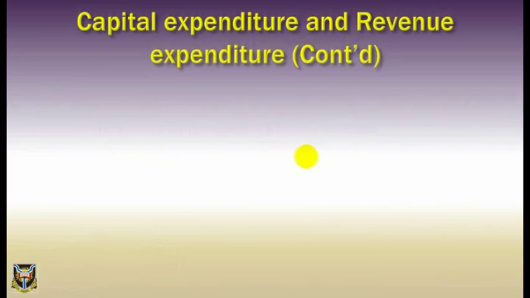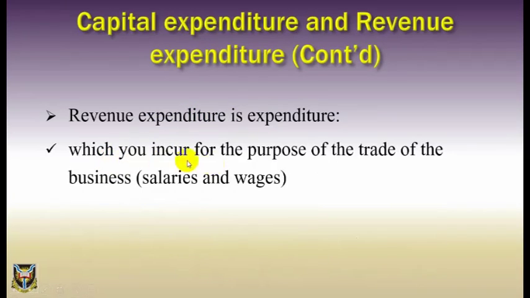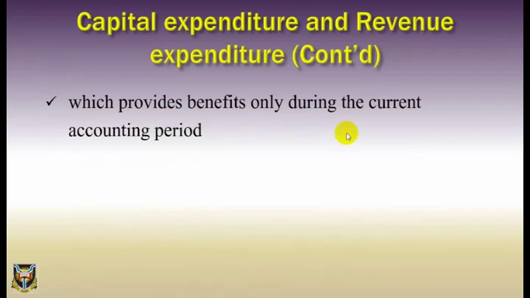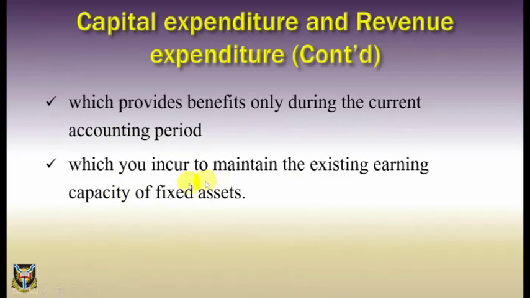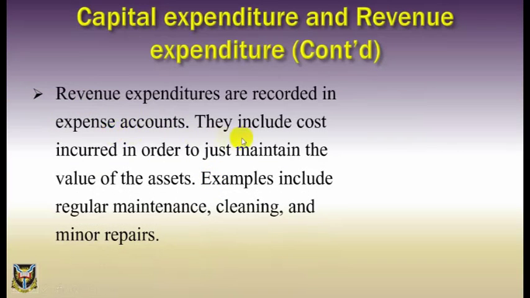Revenue expenditure is expenditure which you incur for the purpose of the trade of the business, e.g., salaries and wages, which provides benefit only during the current accounting period, which you incur to maintain the existing earning capacity of non-current assets, e.g., repairs of fixed assets. Revenue expenditures are recorded in expense accounts. They include costs incurred in order to just maintain the value of the assets. Examples include regular maintenance, cleaning, and minor repairs.